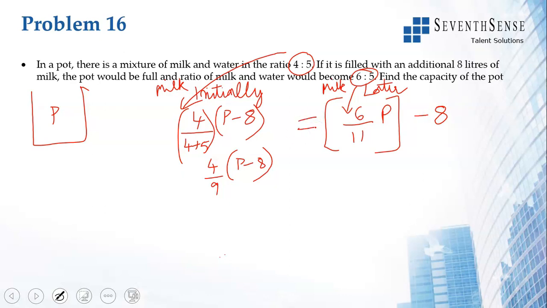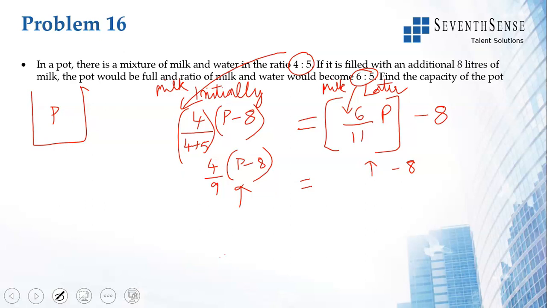So I repeat, initially the pot has a capacity of P. It has 8 liters less, because adding 8 liters of milk would make it full. So P minus 8. Quantity of milk in that mixture is 4 by 4 plus 5 into P minus 8, which is 4 by 9 into P minus 8. When you add 8 liters of milk, the quantity of the mixture becomes P, and the quantity of milk becomes 6 by 11 into P. So we have an initial and we have a later. So how do I equate it? Subtract the quantity of milk added. This is the quantity of milk later. If I subtract the 8, it will make it equal to the quantity of milk earlier.